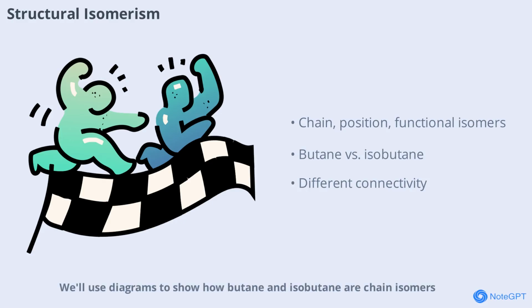We use diagrams to show how butane and isobutane are chain isomers, and how position isomers differ in the location of a functional group. Recognizing structural isomers is essential for understanding organic reactions and properties.